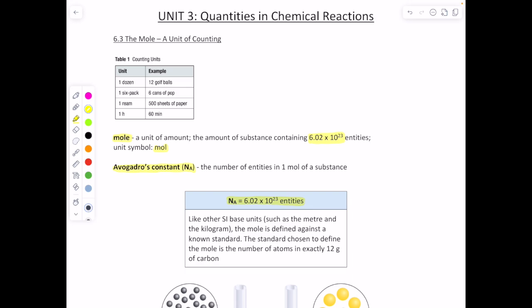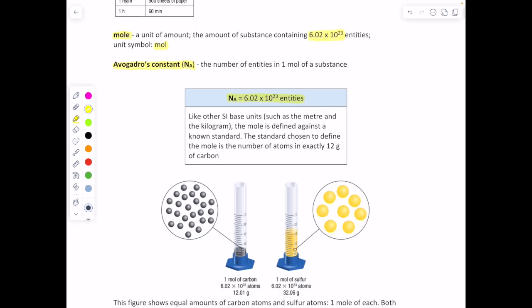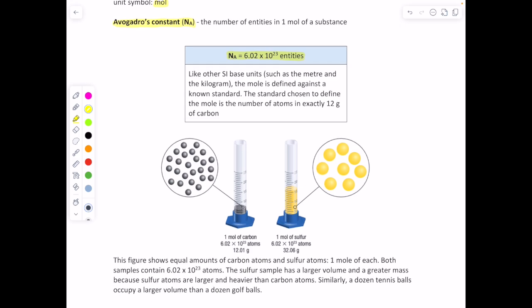Like other SI base units, such as the meter and the kilogram, the mole is defined against a known standard. The standard chosen to define the mole is the number of atoms in exactly 12 grams of carbon. Here we have a diagram that shows equal amounts of carbon atoms and sulfur atoms, 1 mole of each. Both samples contain 6.02 times 10 to the power of 23 atoms. The sulfur sample has a larger volume and a greater mass because sulfur atoms are larger and heavier than carbon atoms. Similarly, a dozen tennis balls occupy a larger volume than a dozen golf balls.